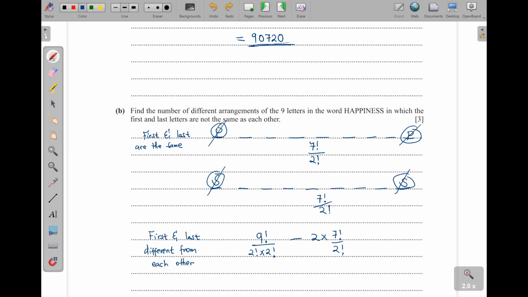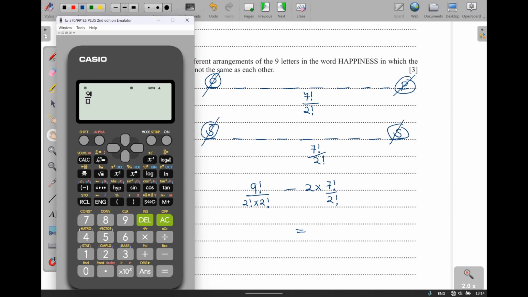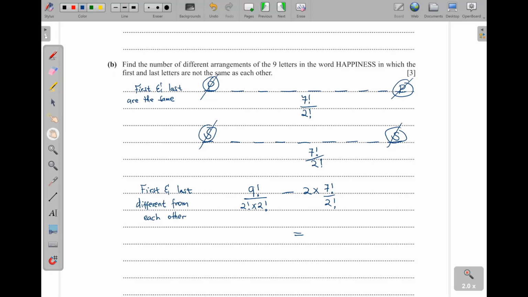So now when I put this one in the calculator, what do I get as my final answer? 9 factorial. Remember, it is over 4, then minus 2 times 7 factorial, divide by 2 factorial. So altogether, this one gives me 85680. 85680 as the final answer.